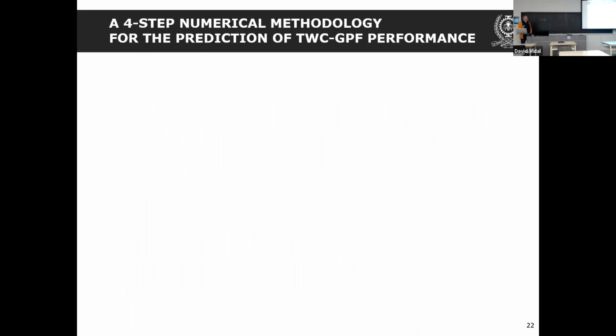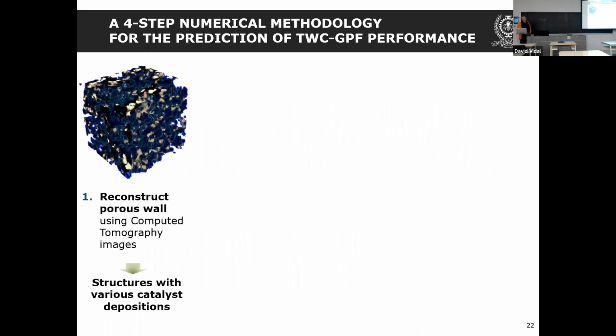So to answer the question of Umicore, together with Igor we built a four-step numerical methodology for the prediction of the three-way catalyst gasoline particulate filter performance. There are four steps. The first step is the reconstruction of the porous wall using computed tomography images, to get actual structures or even simulated structures, and I'm going to show you in the next few slides.